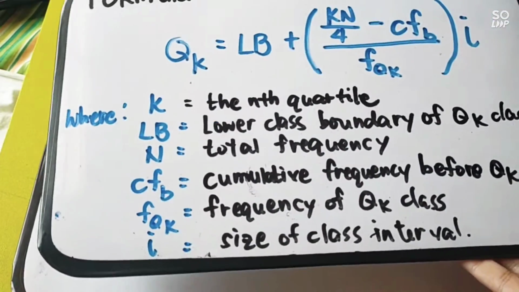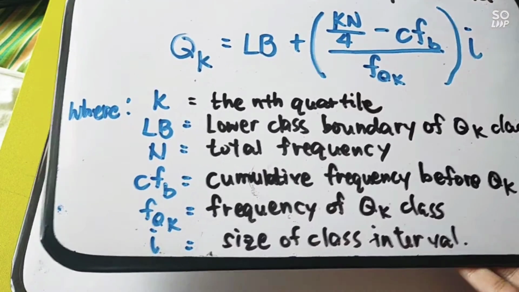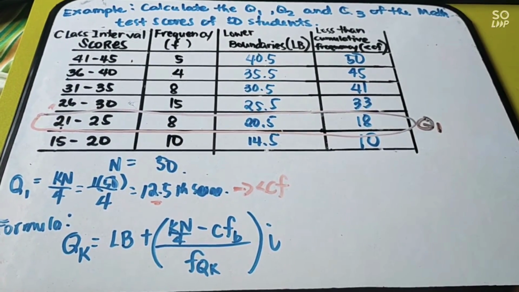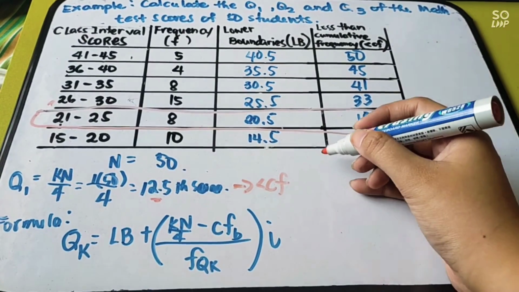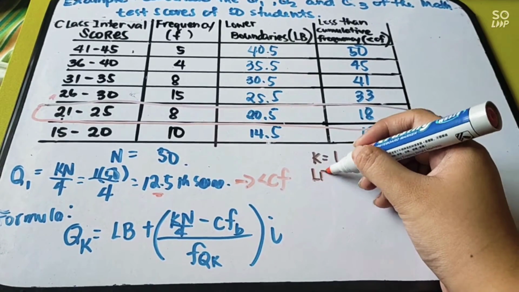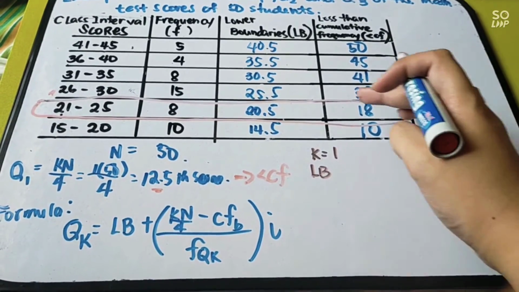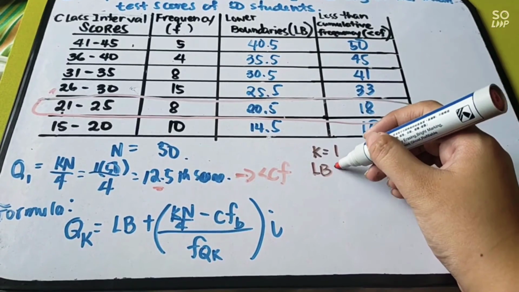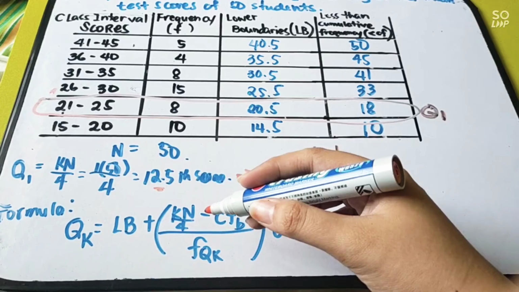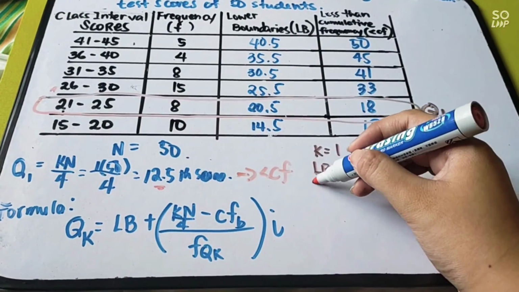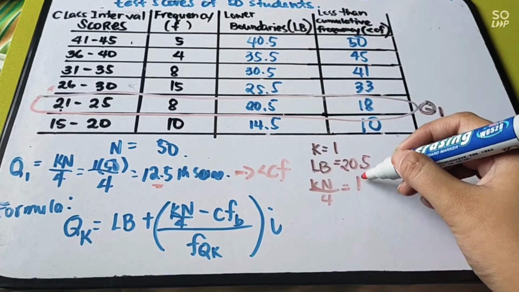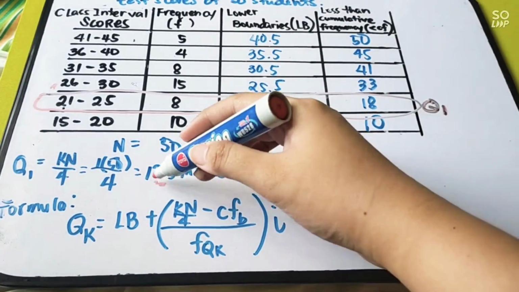Then, now, let us find yung nasa formula natin. Ito yung nasa formula natin, ito yung kailangan nating kuhanin. Okay? Ito yung ating formula ulit. So, let us find for k. Ang k mo ay 1. Yun yung hinahanap natin. Ang LB ng quartile 1 mo, nasa lower class boundaries niya, that is 20.5. Next tayo, kn over 4 mo, that is 12.5.